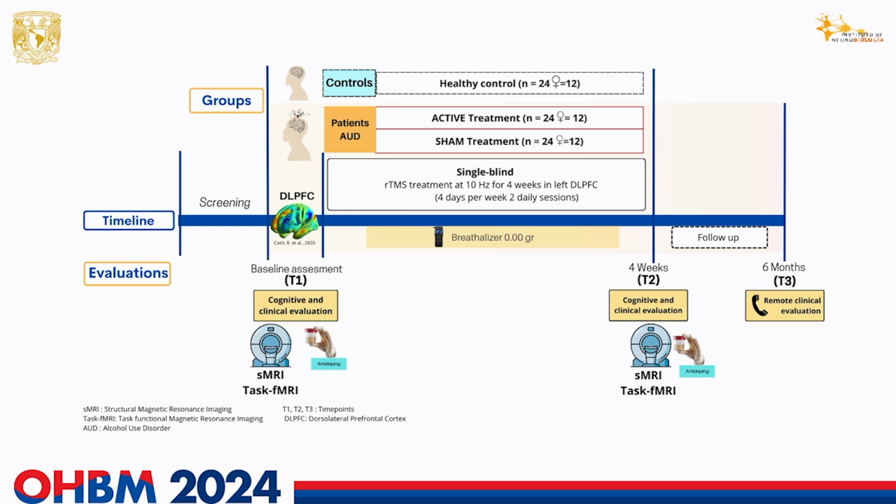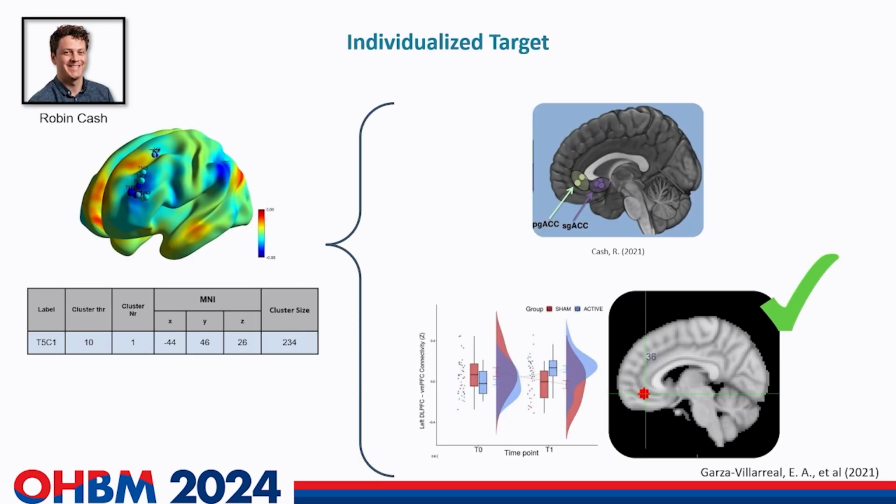But the idea is to have patients with former alcohol use disorder and active and sham treatment, and then we'll also have controls for the fMRI that are not going to be stimulated. And the idea is to stimulate them for 4 weeks using, of course, the individualized target, and study them for a while, and then afterwards, 6 months, we're going to follow up, see if they're still well.